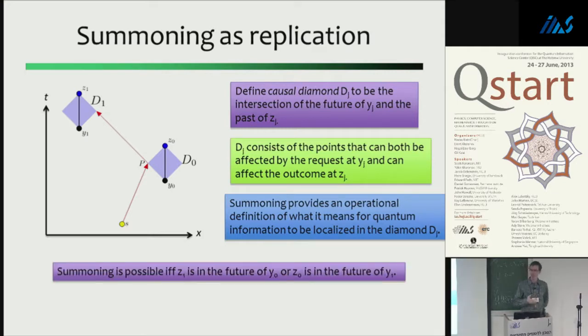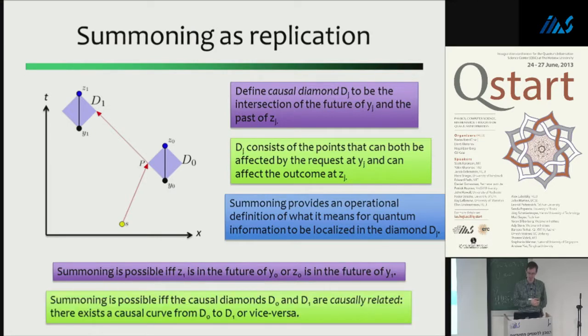We had this complicated result on when summoning was possible. We can rephrase it in the diamonds in simpler language. We'll say that D0 and D1 are causally related if it's possible to send a message from somewhere in D0 to somewhere in D1, or from somewhere in D1 to somewhere in D0. So there's some causal relationship between the diamonds; they're not entirely space-like separated. And the condition for summoning to be possible is that the two diamonds are related. That's what we've found so far.